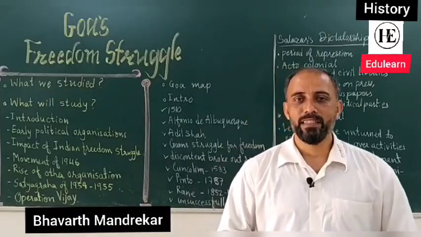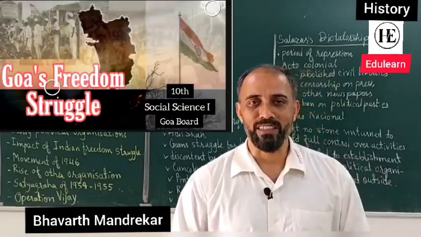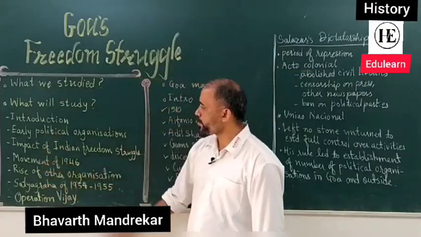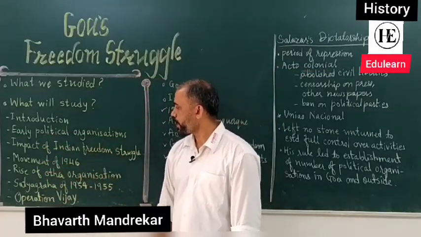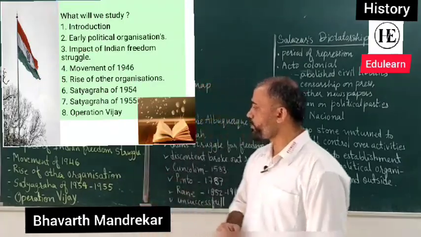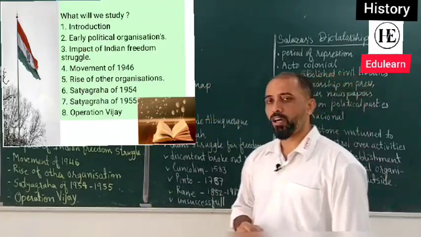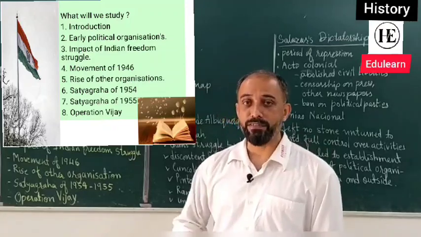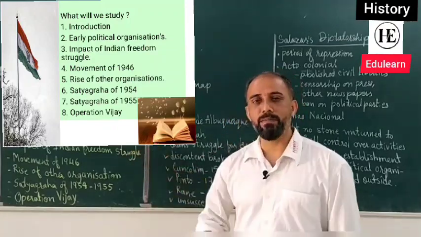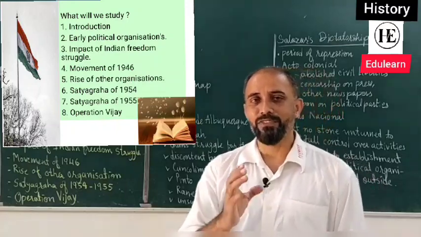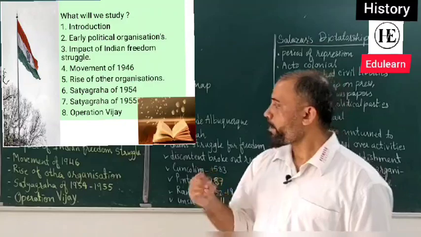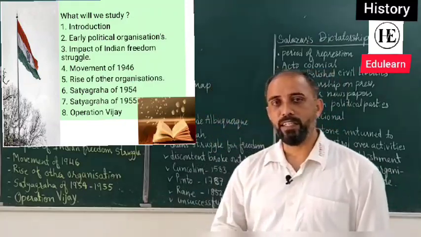Now let us come back to Goa's freedom struggle. What we are going to study in this lesson: early political organizations, impact of Indian freedom struggle, movement of 1946, rise of other organizations, Satyagraha of 1954 and 55, and Operation Vijay. So these are the 8 subtopics we will be covering in this lesson. In the first phase, let us study early political organizations and impact of the Indian freedom struggle on Goa.